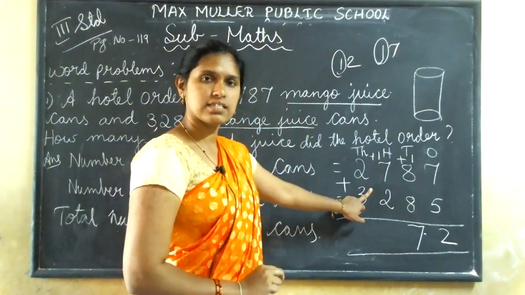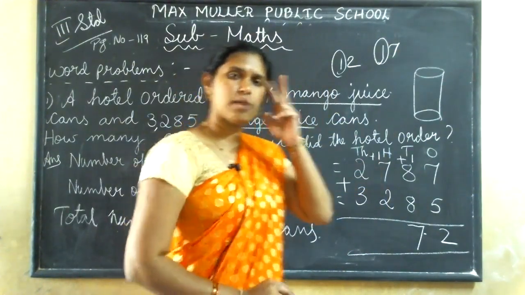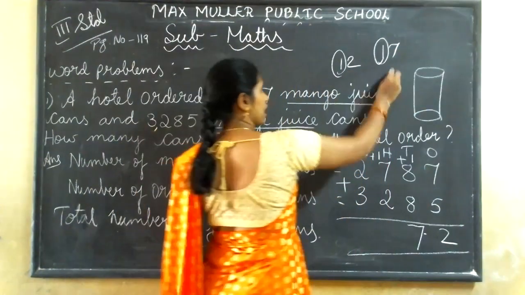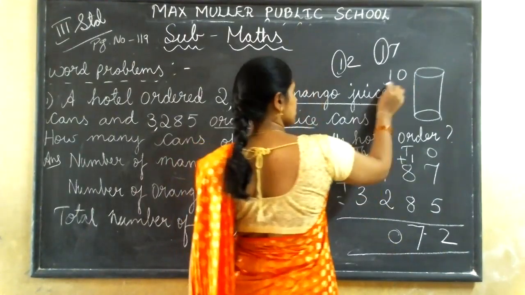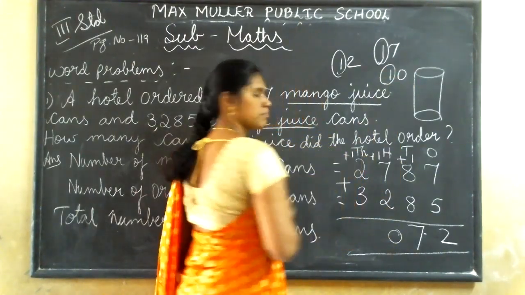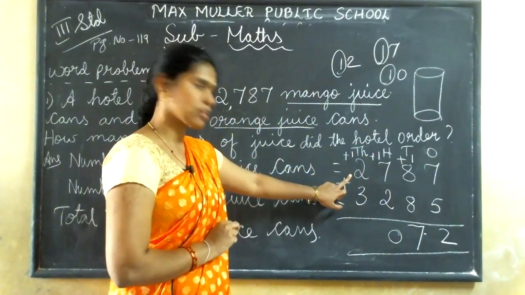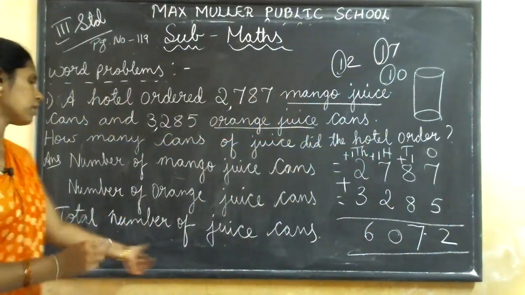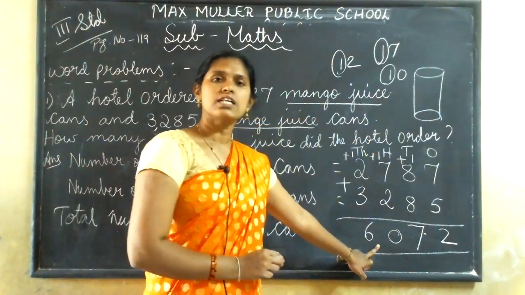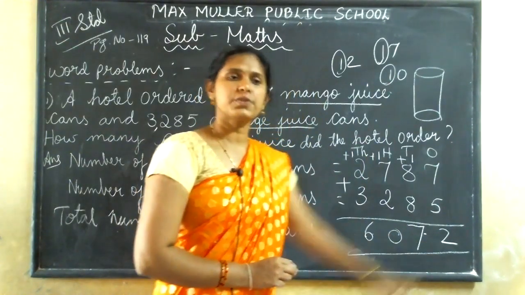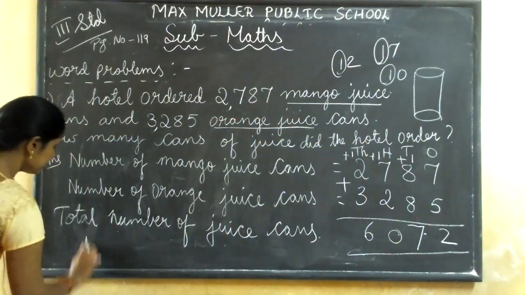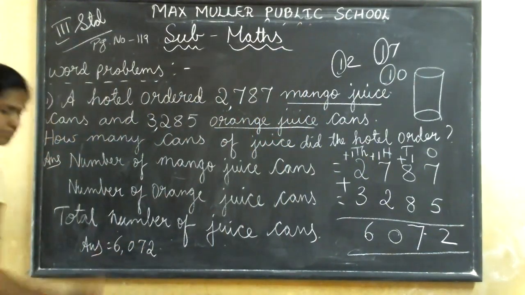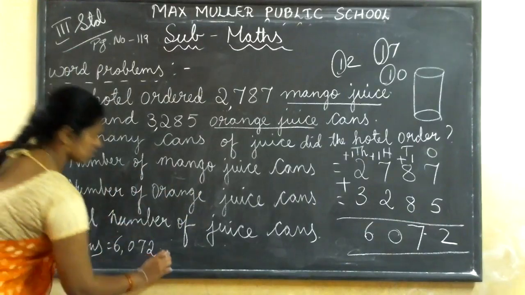1 plus 7 is 8. 8 plus 2, 8 in your mind, 2 on your finger. After 8, 9, 10. So this 10, 0 I'll write here. This one I'll carry to the thousand place. 1 plus 2 is how much? 3. 3 plus 3 is how much? 6. So total number of juice cans is how much? 6072. So answer, write on. Answer: 6072 juice cans.